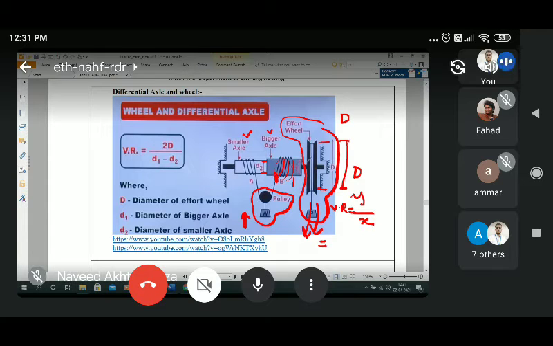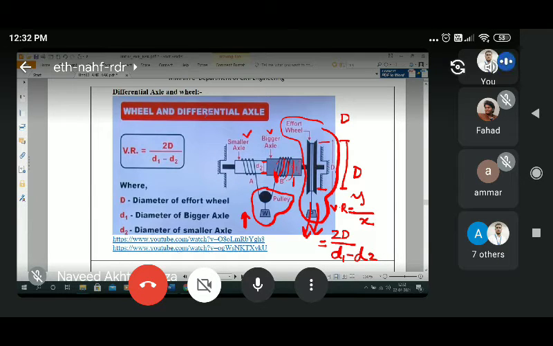So the distance traveled by the wheel to lift the load, for the wheel and differential axle, is nothing but 2D divided by the diameter of the large axle minus the diameter of the small axle, D1 minus D2. So this is the velocity ratio for the wheel and differential axle.